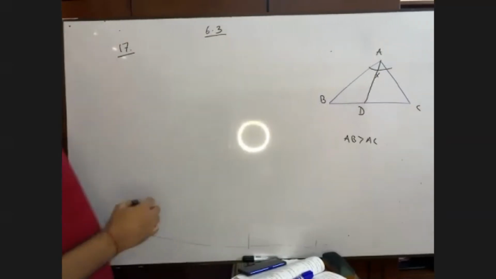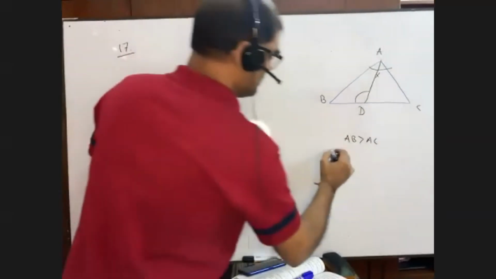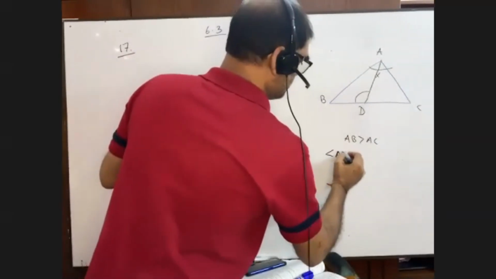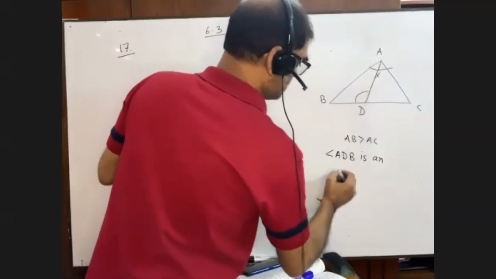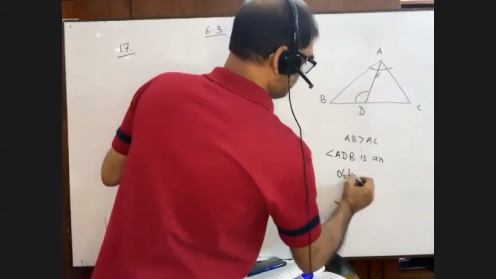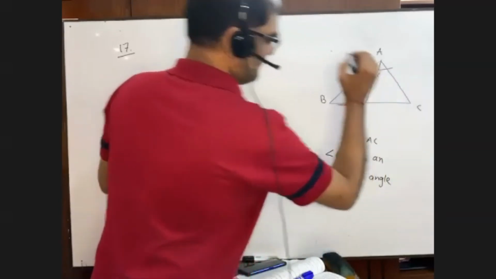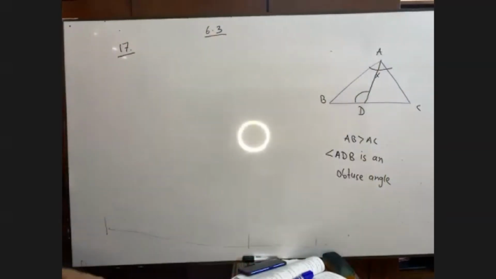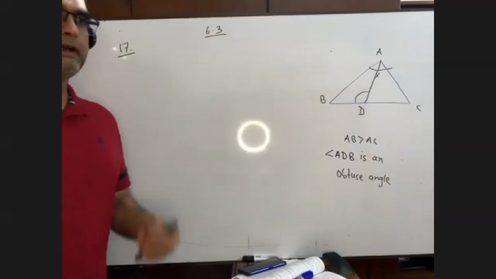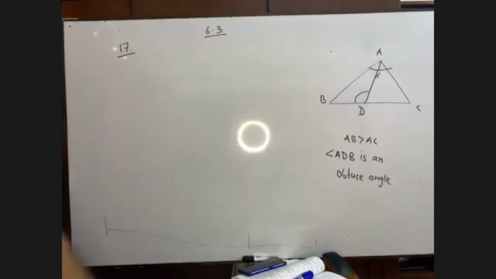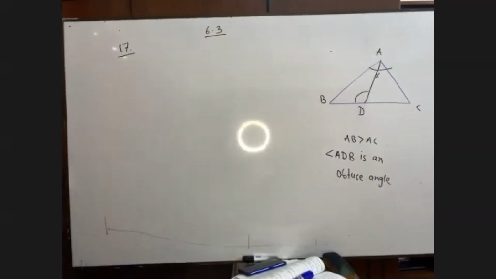We have to prove that the angle formed here, angle ADB, is an obtuse angle. Please try to understand what I have written: angle ADB is an obtuse angle. Is it okay to all? Yes, sir.